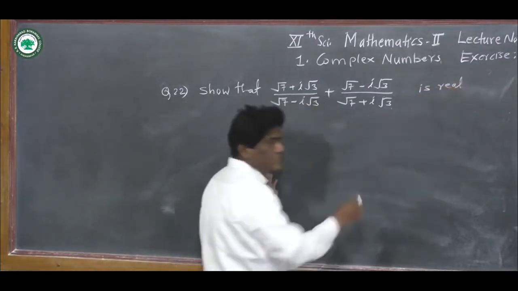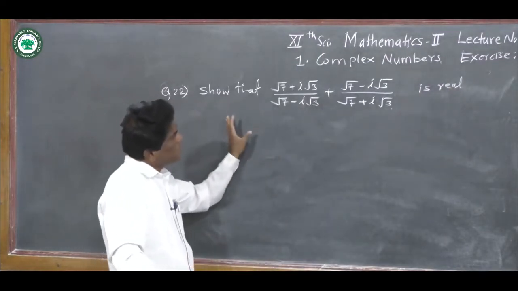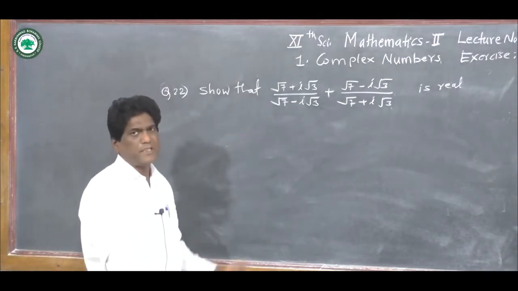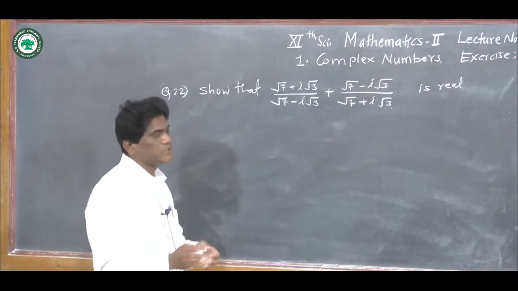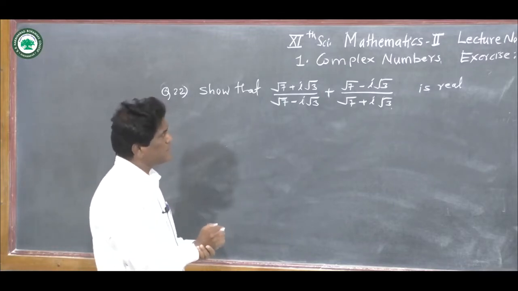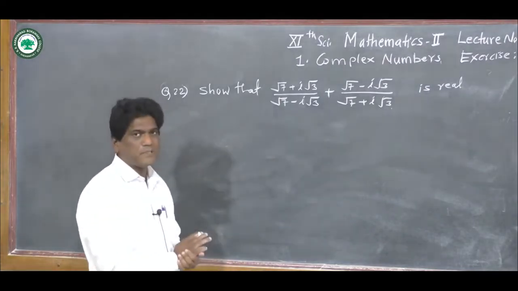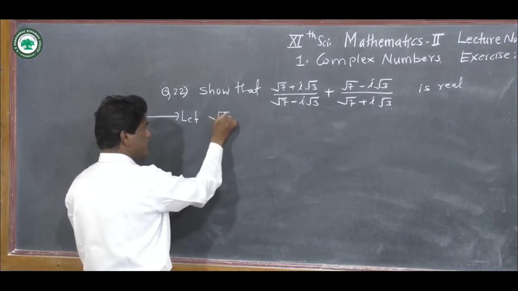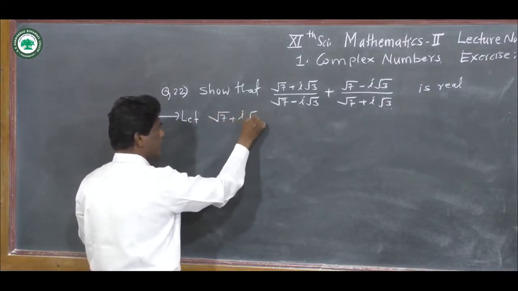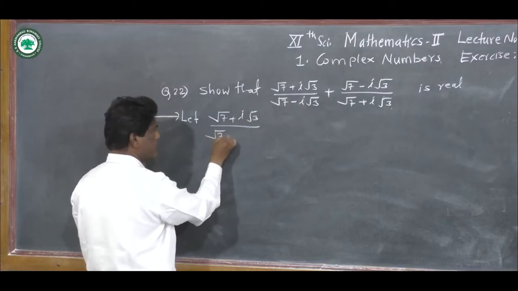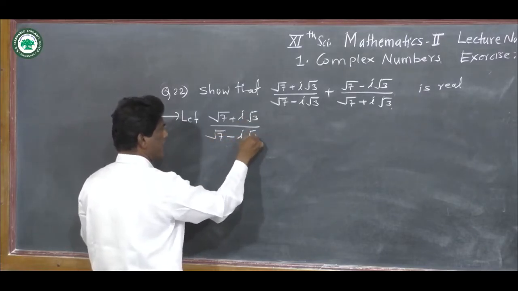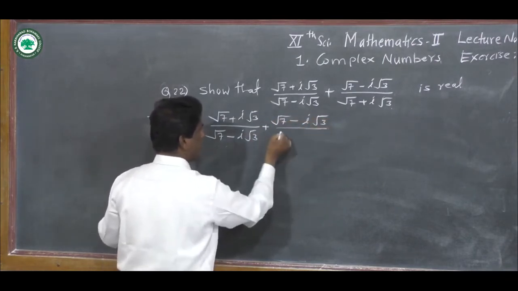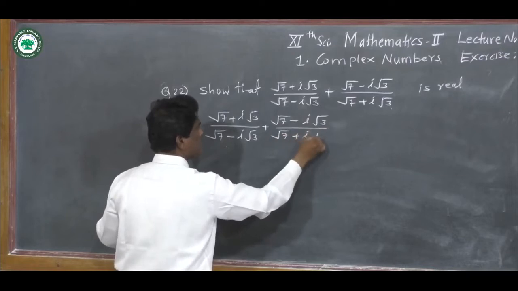We have to show that this is real. It means in this problem we have to remove i here. We take only the addition, then whatever may be the solution, we see whether this is a real number. Here, show that means it is a real number. So consider, let (√7 + i√3)/(√7 − i√3) + (√7 − i√3)/(√7 + i√3).